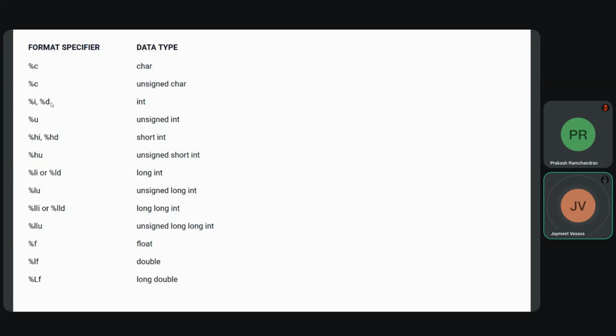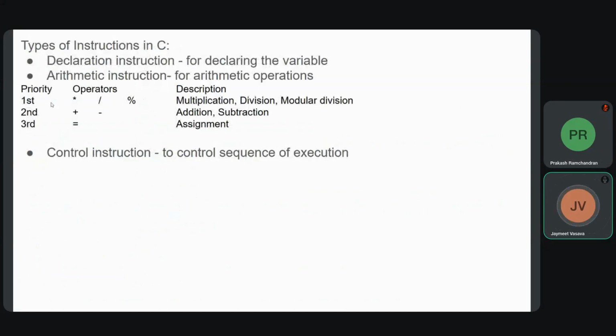Starting with character, unsigned character, int, unsigned int, short int, and long int. Short int and long int include different ranges of integers. And then there are float and double, long double, and so on. So there are types of instructions. There are declaration instructions for declaring the variable, and arithmetic instructions for doing the arithmetic operations. You can see the arithmetic operators and their description, as well as their priority.